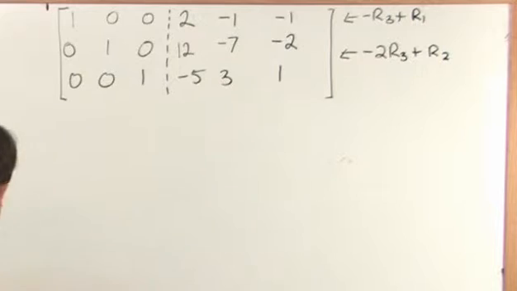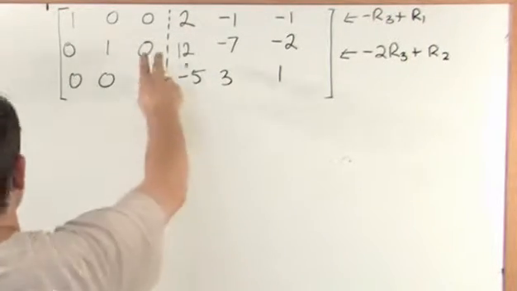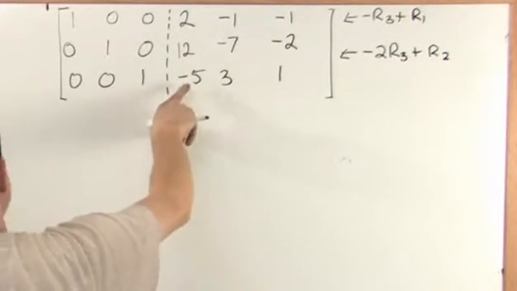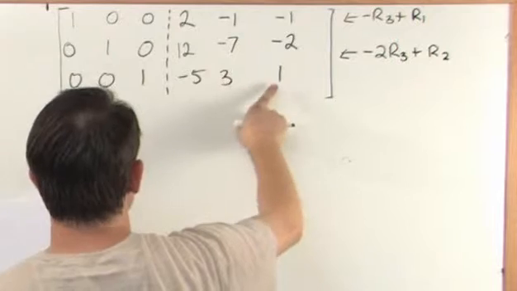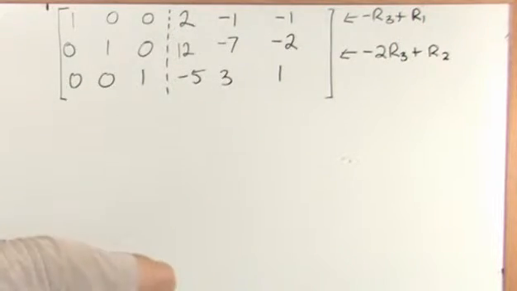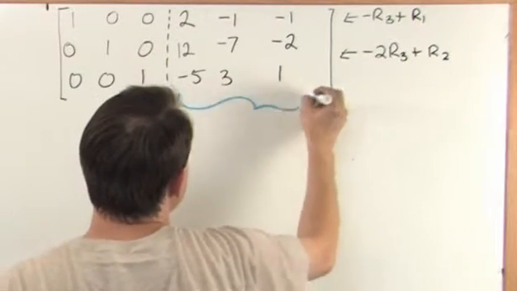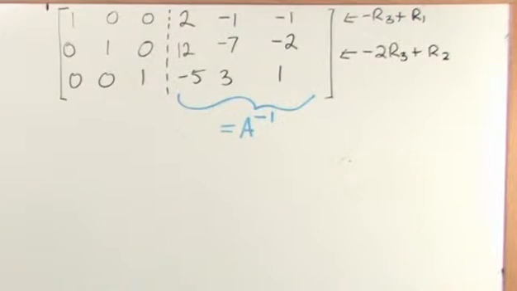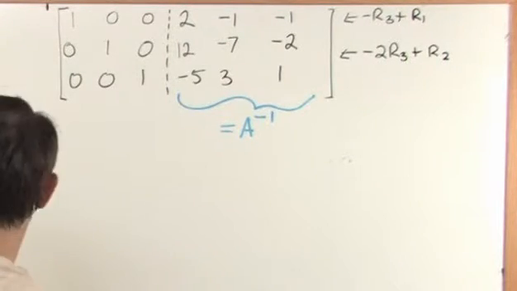Now let's look at what we have here. On the left-hand side, we have an identity matrix, which is what we were trying to do. On the right, we have 2, negative 1, 12, negative 7, negative 2, 5, negative 5, 3, 1. So what we have found, this matrix is the inverse of the matrix A, which was the matrix we started out with that defined our coefficients way over here, the system of equations.